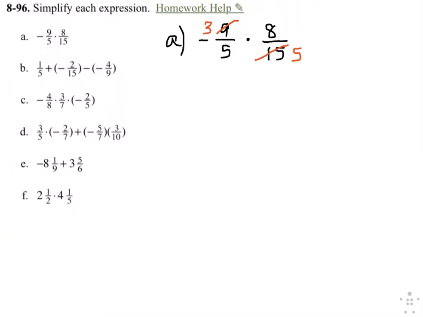So I multiply, first it's a negative times a positive, so the answer is negative. 3 times 8 is 24. 5 times 5 is 25. And there it is in simplified form.